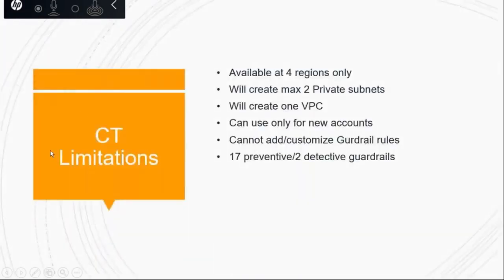So the Control Tower limitation as of now is that it is available in only 4 regions. We can create a maximum of 2 private subnets, not more than that by default, and it will create only one VPC. You can use it only for a new account. You cannot use it for existing accounts.